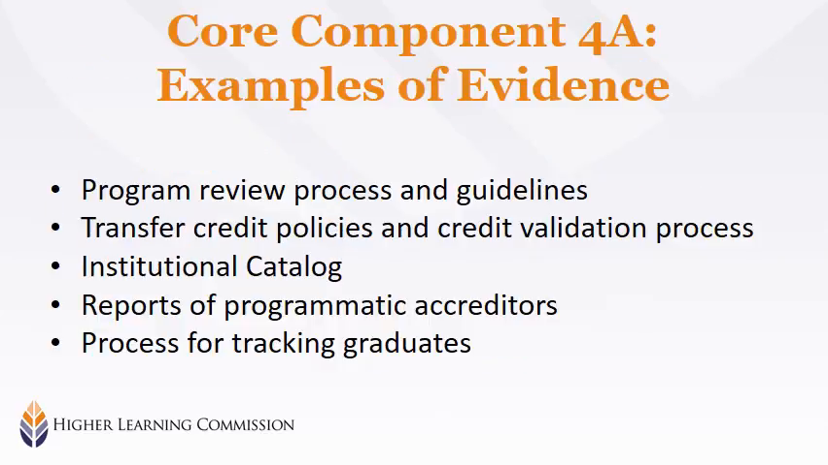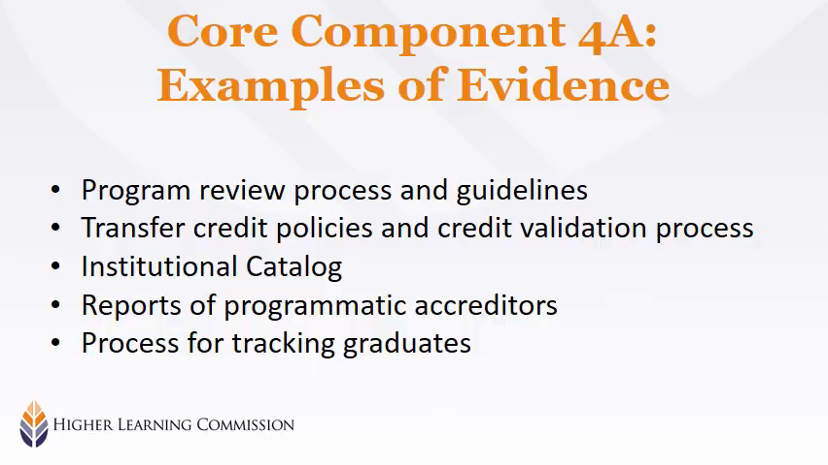Examples of evidence an institution may provide as documentation of how they're meeting Core Component 4A include program review process and guidelines, transfer credit policies and credit validation process, institutional catalog, reports of programmatic accreditors. These will alert the team if there were areas of concern or problems identified by the specialized accreditor. The last example listed may be a document that outlines the process for tracking graduates.